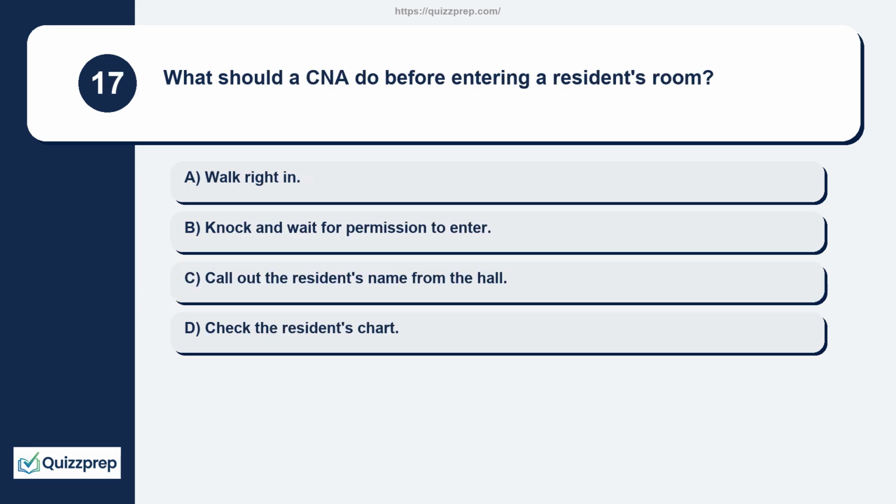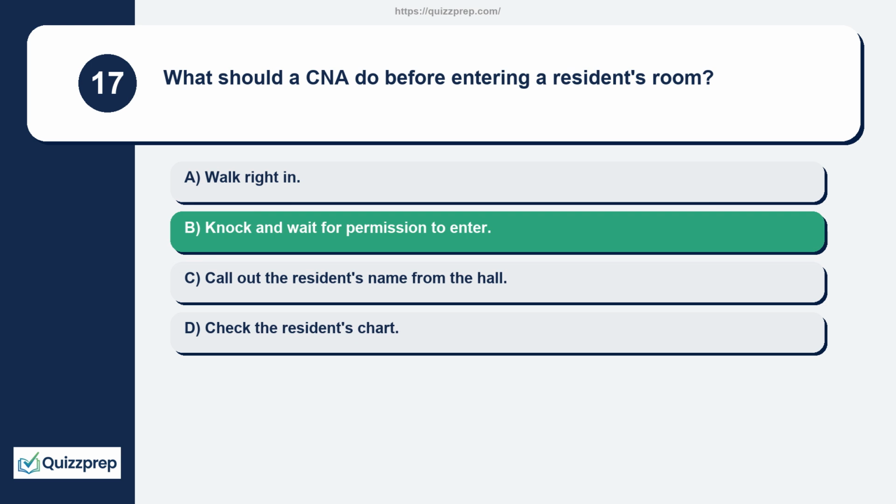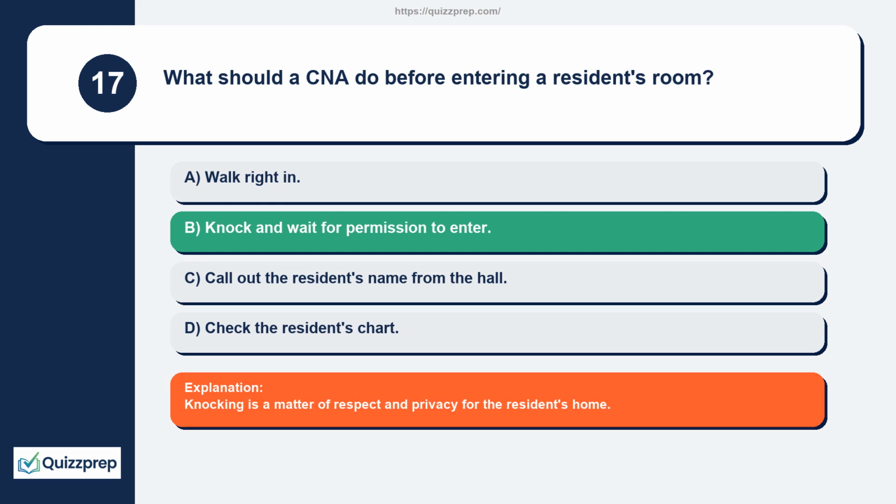Question 17. What should a CNA do before entering a resident's room? Walk right in. Knock and wait for permission to enter. Call out the resident's name from the hall. Check the resident's chart. Knocking is a matter of respect and privacy for the resident's home.